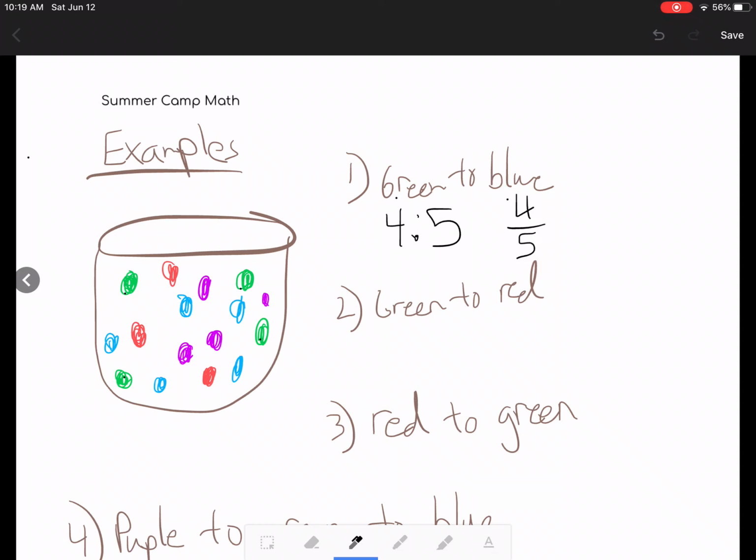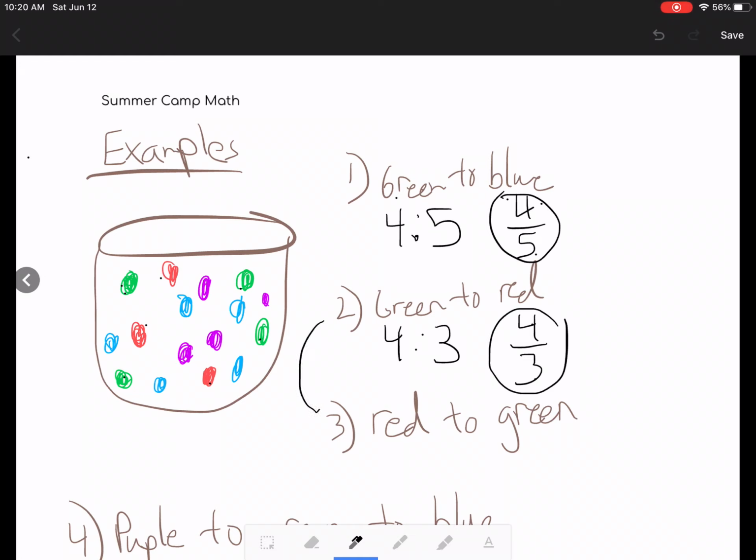Now, green to red is going to be, so we still have 4 of those greens to the 1, 2, 3 reds. So we could say 4 to 3, or say 4 over 3. And this is giving us some information. Here, we know there are more blues than there are greens. This one is saying there's more greens than reds. Also notice how I'm keeping the problem relatively the same, but I've just flipped the order. So if we're saying red to green, this should be 3 to 4, or should be 3 over 4, not 4 over 3.